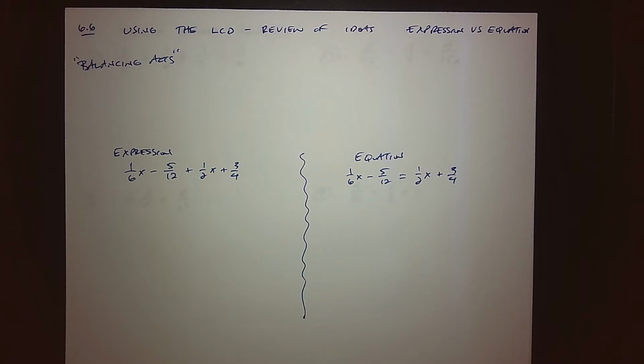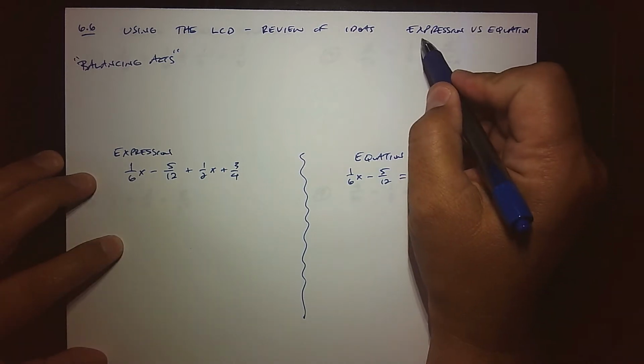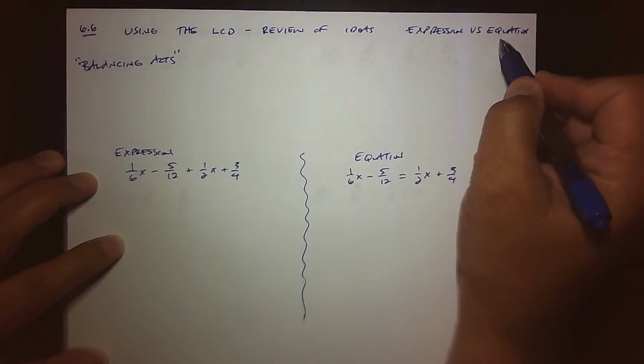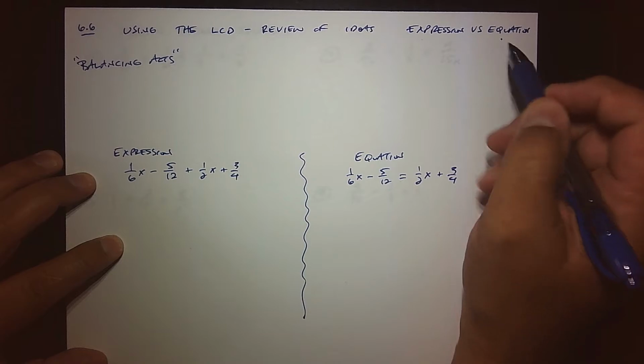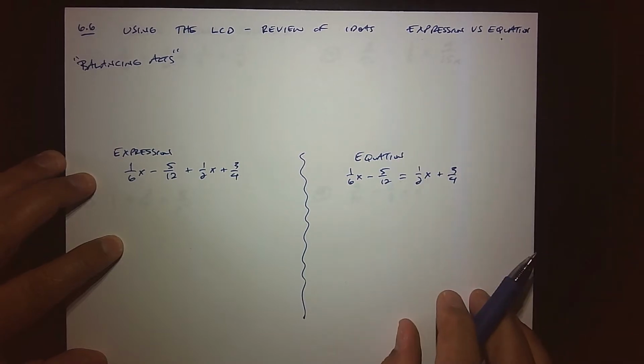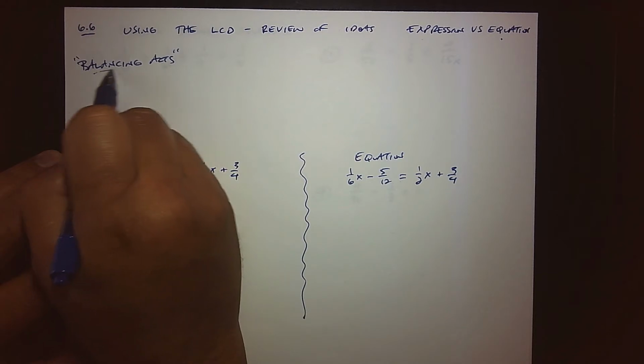Before we do that, however, I would like to spend some time reviewing what we do with the lowest common denominator, or what we call the lowest common multiple, and the difference between when we deal with them in an expression or an equation. So let's take a look at that, and it'll build the seeds for what we're going to do throughout this particular section. So in mathematics, everything is about balance.